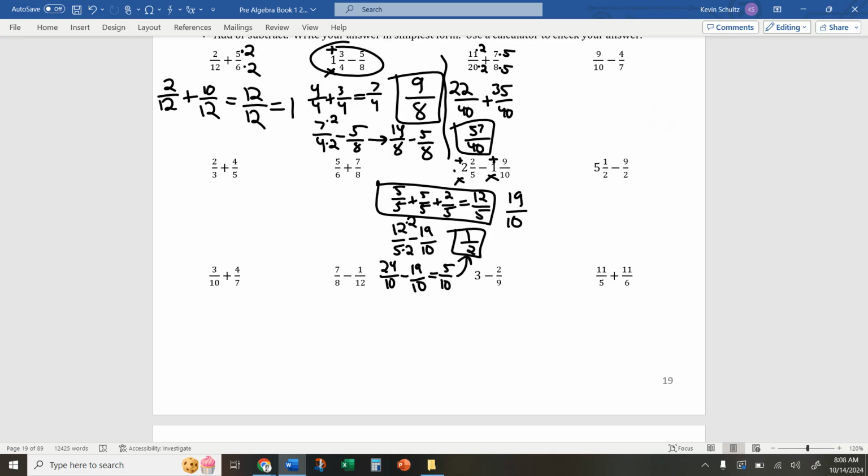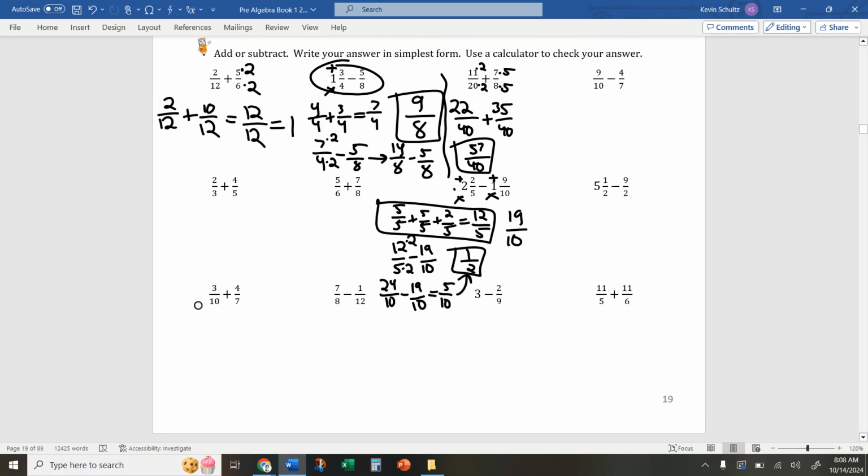If I scroll down here, it says add or subtract. Write your answer in the simplest form. You need to be reducing, and also you got to show me the work behind it. I did not give you this much space to write just to use the calculator and then write your answer in. So make sure you are showing work, otherwise you'll not get credit for the assignment.